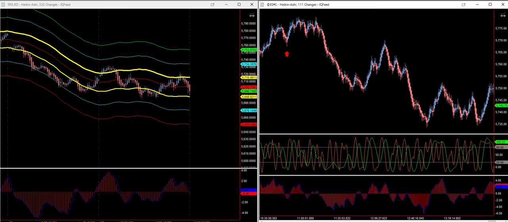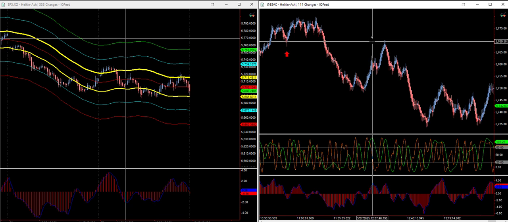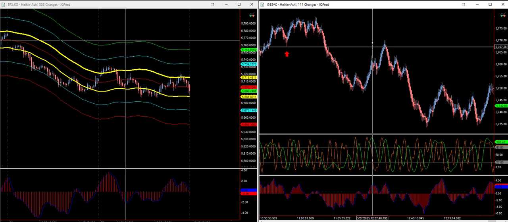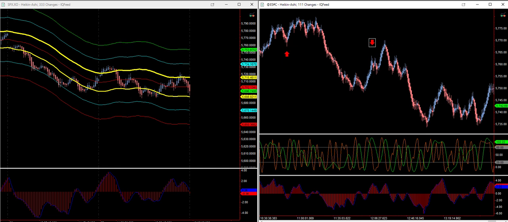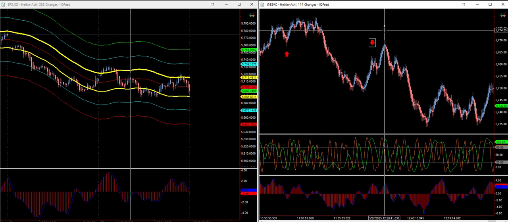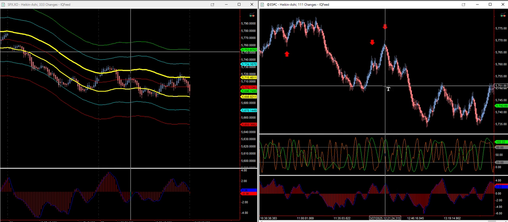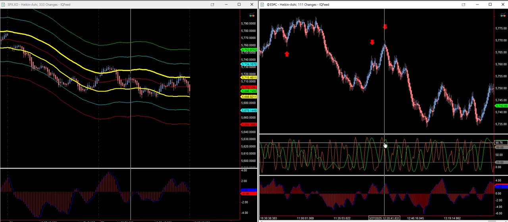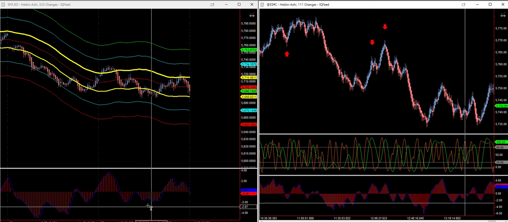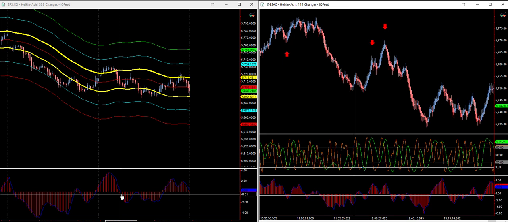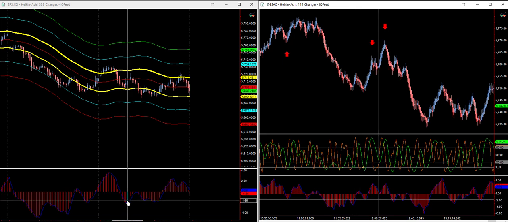So let me mark these also for you. Now why is this a short and why is this a short? Look at the oscillations on overbought. So does the Fisher, but this guiding Fisher is below 0.